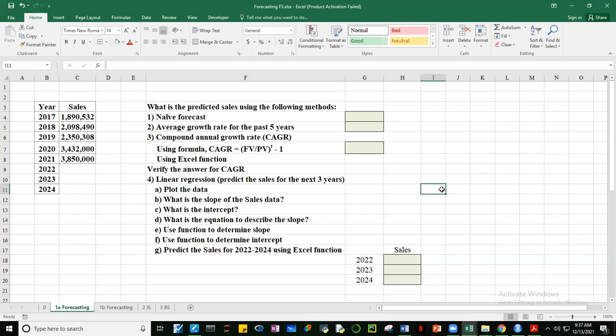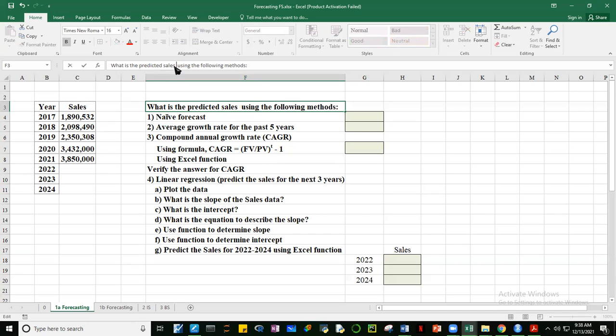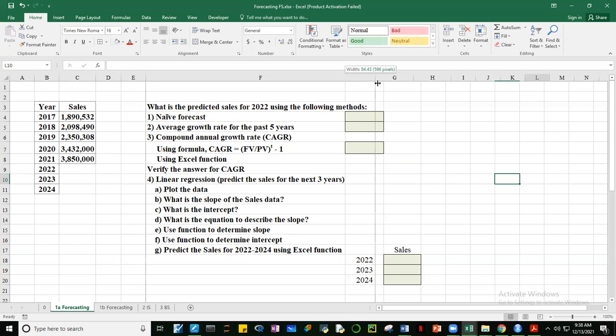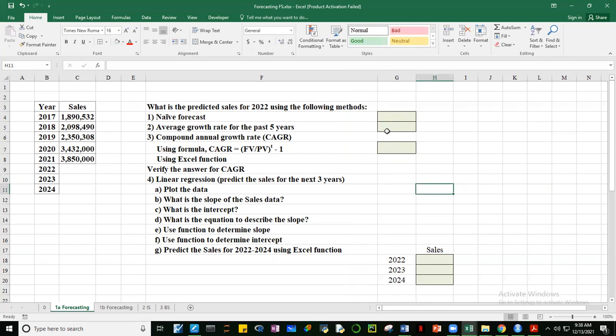There are several ways by which we can forecast sales. Okay, so what is the predicted sales, let's say for 2022, just for 2022, using the following methods. First, what's your predicted sales, guys, for 2022 using the naive forecast? Anyone? Does anyone know here what the naive forecast is?